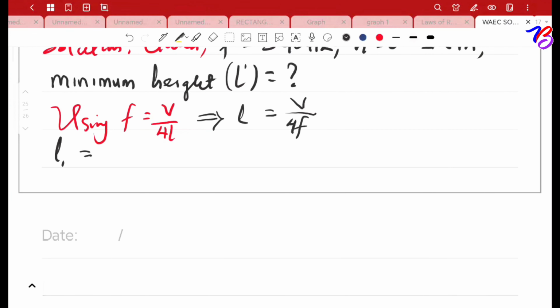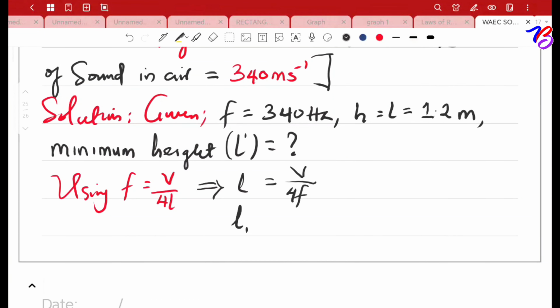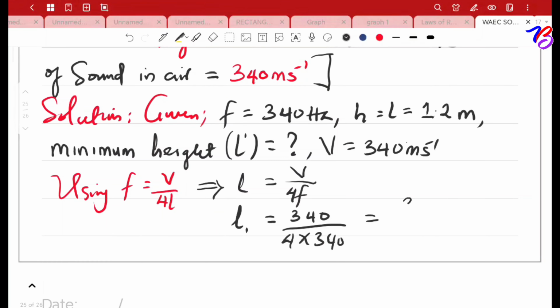So let's begin by substitution. L1 will equal V over 4F, and our V is given to be 340. So 340 divided by 4 multiplied by 340, that's our F, will give us 340 divided by 1360, and if 0 cancels 0, you have 34 divided by 136, so we have 0.25 meters.